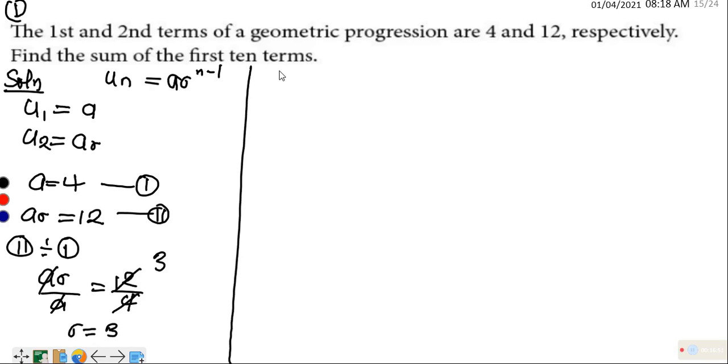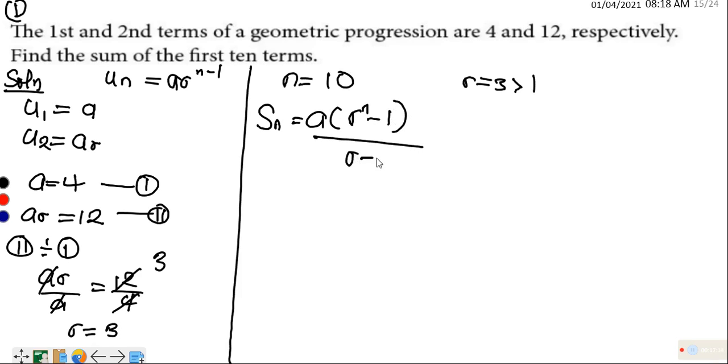Okay, the common ratio is 3. Find the sum of the first 10 terms. So with n equals 10 here. Remember the formula: since our r equals 3, which is greater than 1, we use the second formula, Sn equals a into r raised to power n minus 1 all over r minus 1.